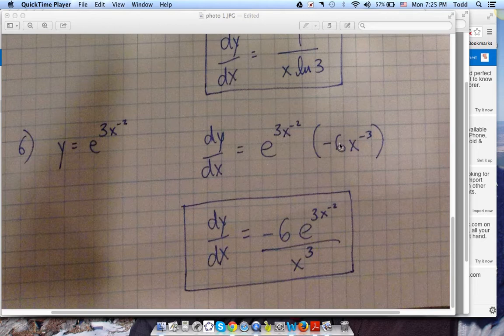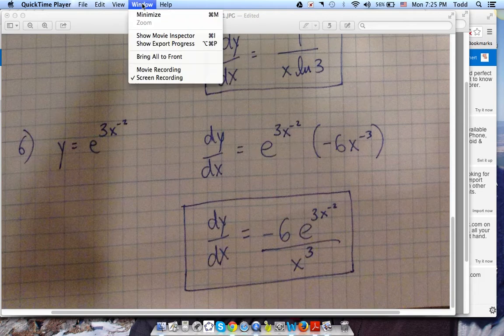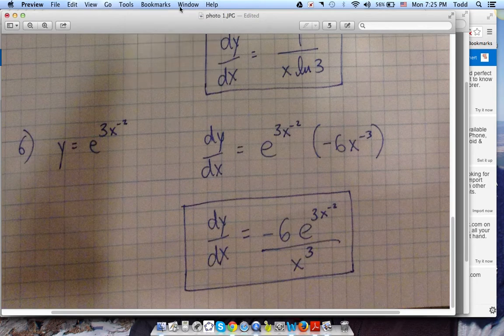Oh, I know what you're going to ask me. You're going to ask, Mr. Todd, what if I didn't put the x cubed in the denominator on my answer? No big deal. If you put the x to the power -3 in the numerator up here, no problem. Still full marks. Don't panic. Okay, let's look at the next. Oh, where am I? There we go.